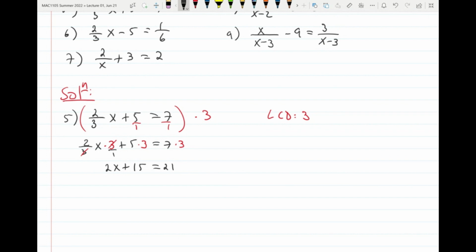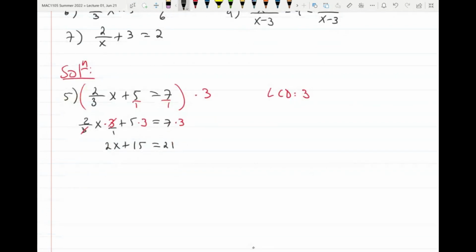So by multiplying by 3, we turn the above equation into this one, which is a regular linear equation like the ones that we have been dealing with. Yes? No more fractions, now you just solve it. So subtract 15, so what do we get? 6. And then we divide, we get 3. Questions? And indeed, you can see if you put x equal 3 here, the 3 is cancelled and you get 2 plus 5, which is 7. Okay?